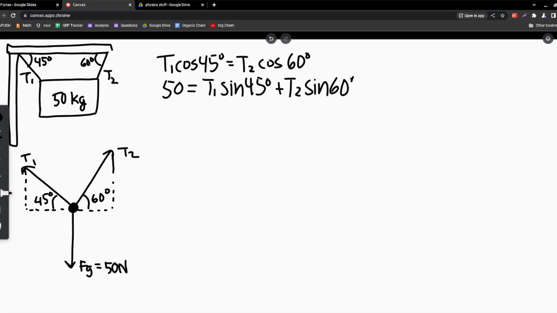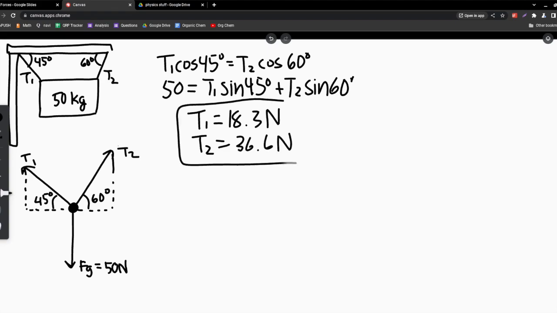And now we have 2 equations and 2 unknowns. And guess what? You're going to use algebra. I'm not going to do that on screen, but after you finish algebra, you're going to figure out that T1 equals 18.3 newtons and T2 equals 36.6 newtons. And that's how you do force questions if your system is at rest.